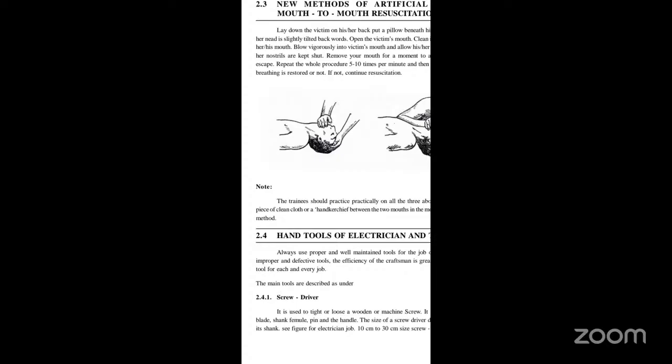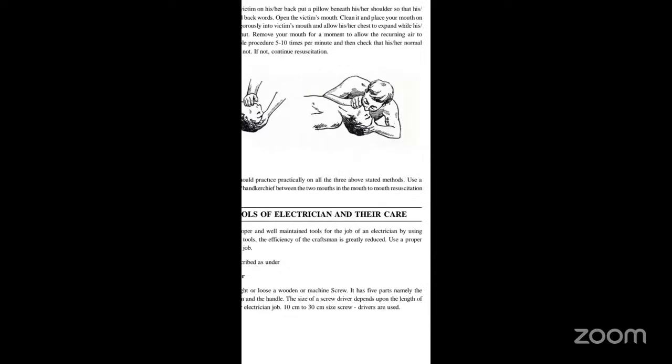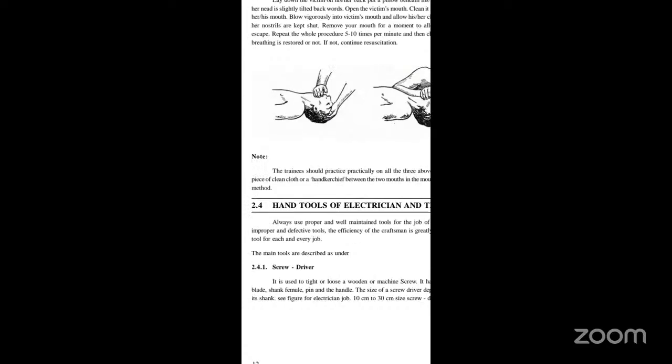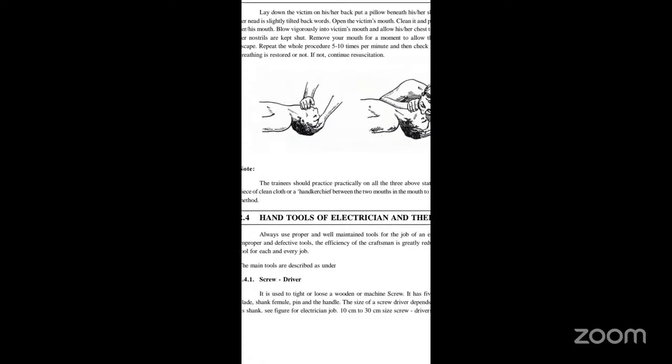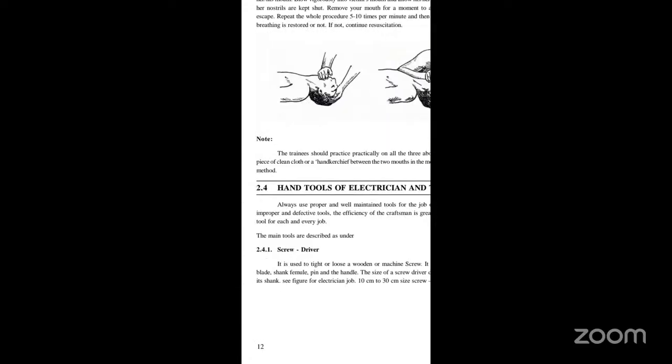Now, note that trainees should practice on all the three above stated methods. In the mouth to mouth resuscitation method, use a piece of clean cloth or a handkerchief between the two mouths. So, the handkerchief is in between the two mouths. Keeping it is more important.